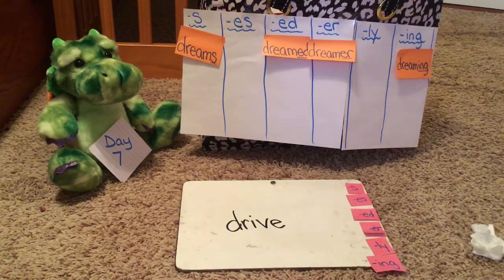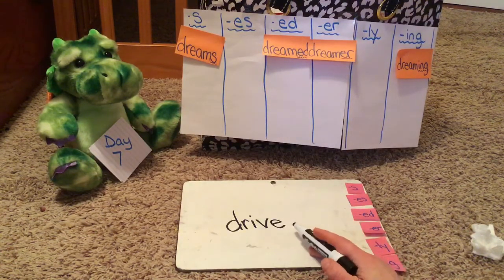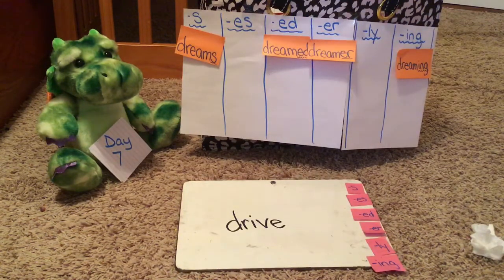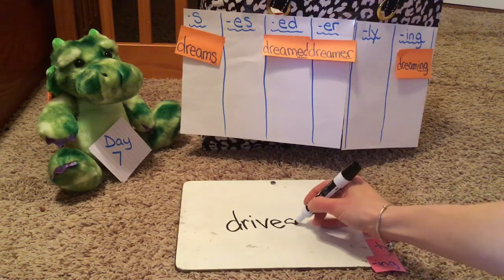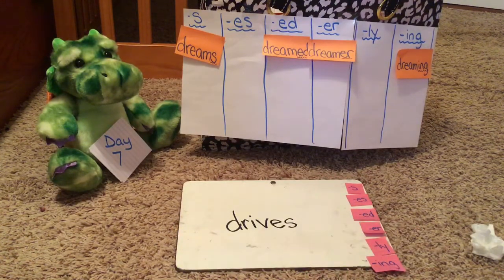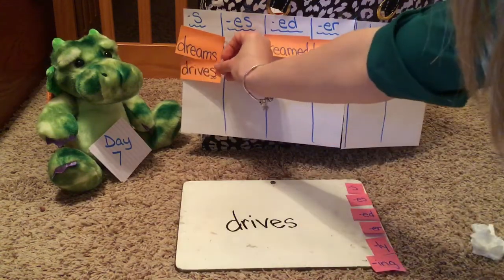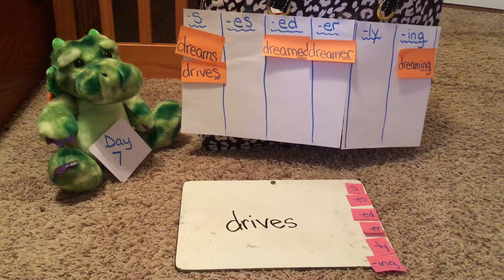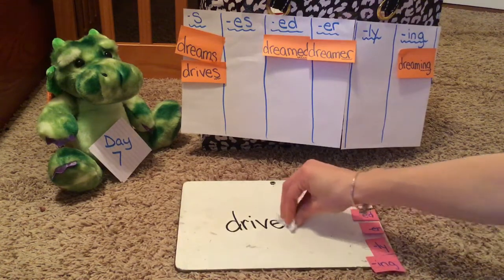So let's try the word drives. Drives just has an S. There's no vowel at the beginning, so I can just add it. That one's easy enough. I'm just going to add the S. Drives, drives. So for that one, since I'm just adding an S, all I have to do is add the S. All right? Pay attention to this next one. Otherwise, this could be tricky.